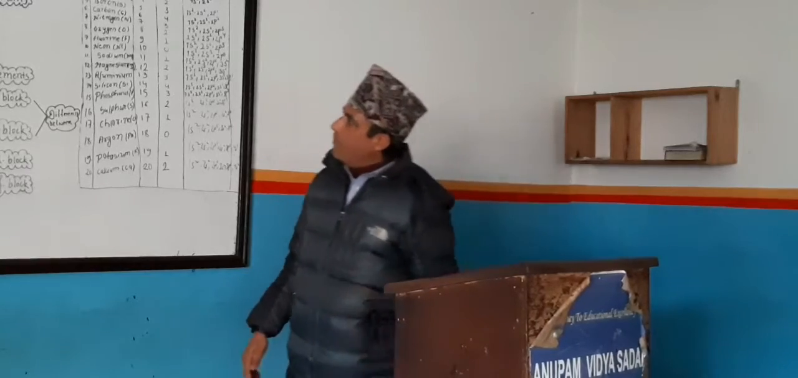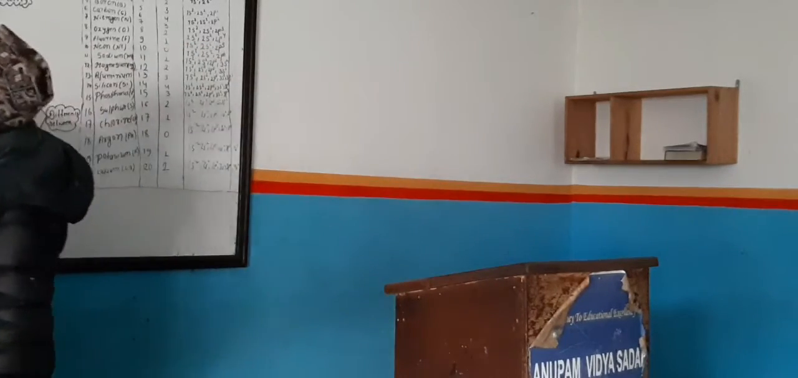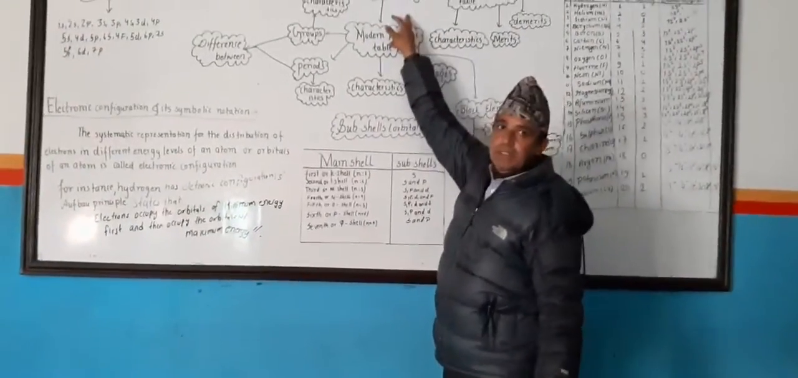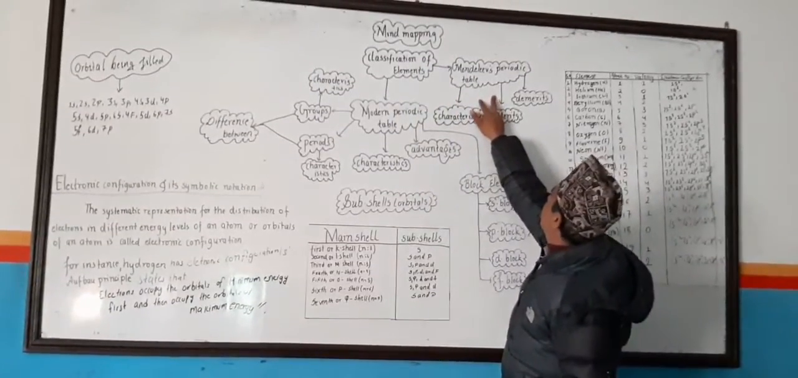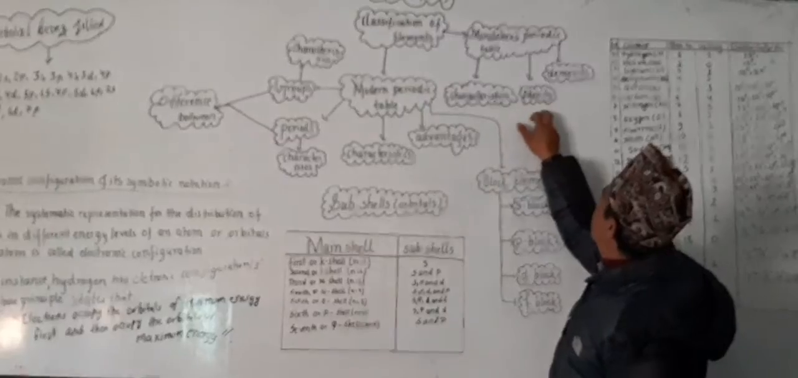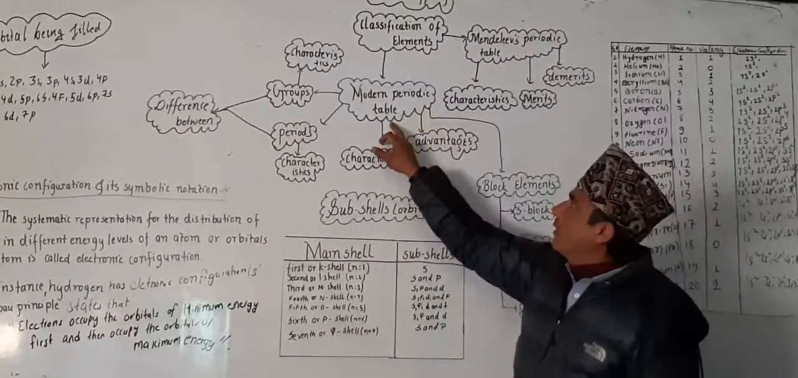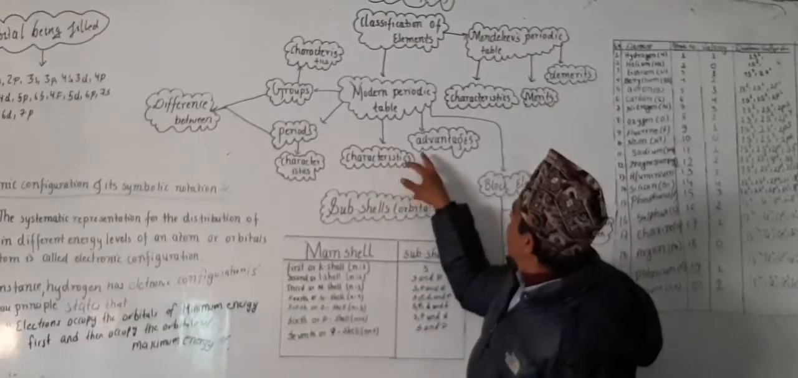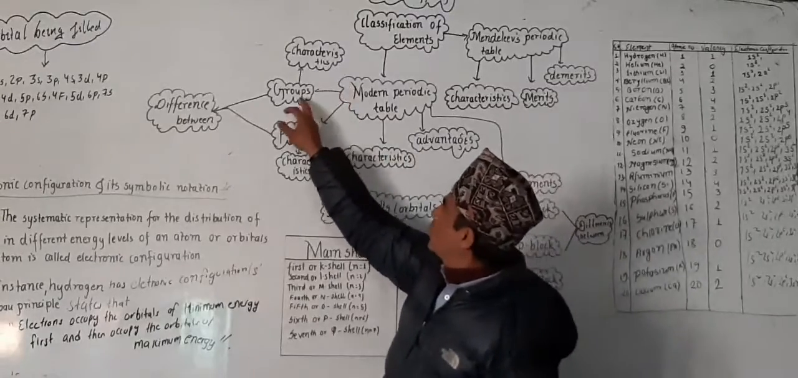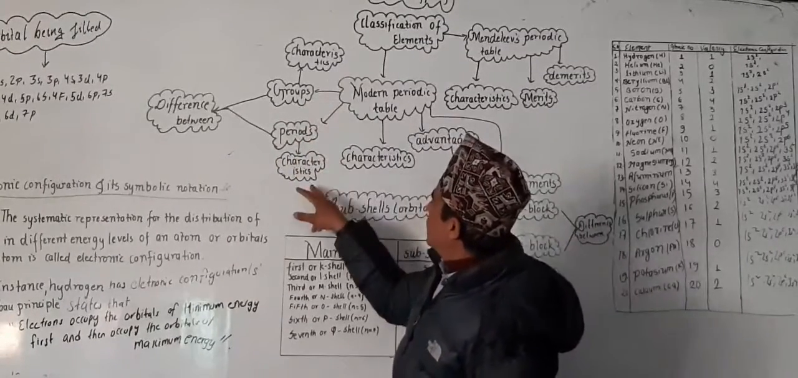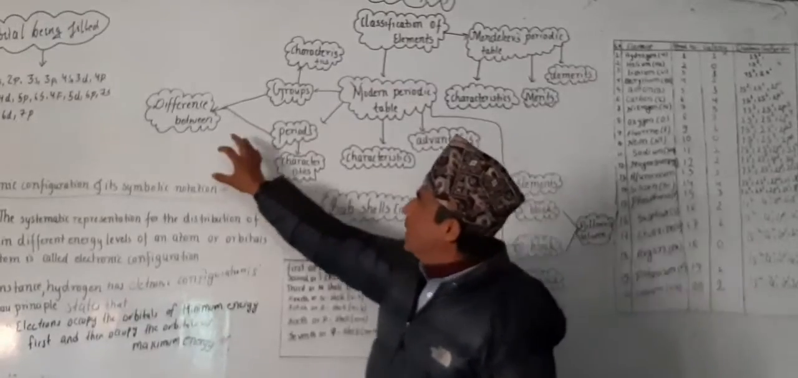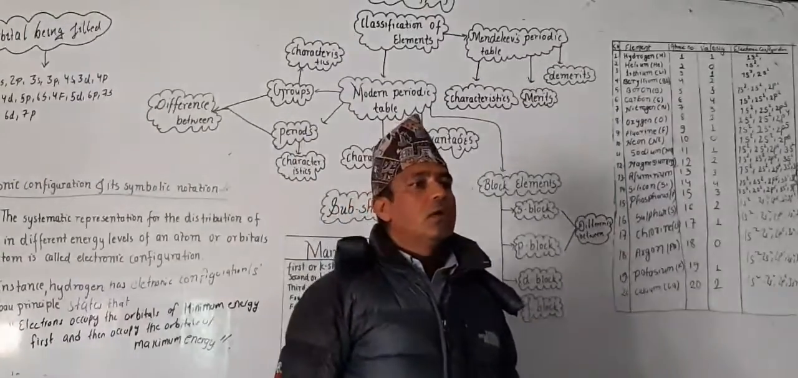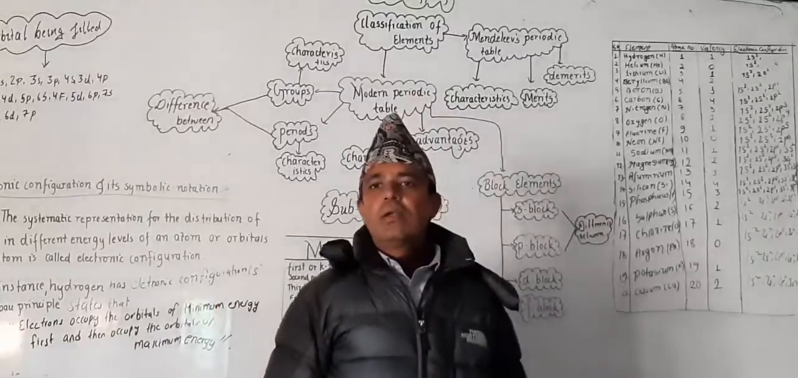Okay. So the mind mapping is a very interesting one. See here what is written. Check this one, boys. In the mind map, classification of elements is given, and Mendeleev's periodic table, characteristics, merits, demerits, modern periodic table, characteristics, then advantages, again groups, periods, characteristics of groups, characteristics of periods, and differences between group and period. Vertical columns are called groups. Horizontal rows are called periods.